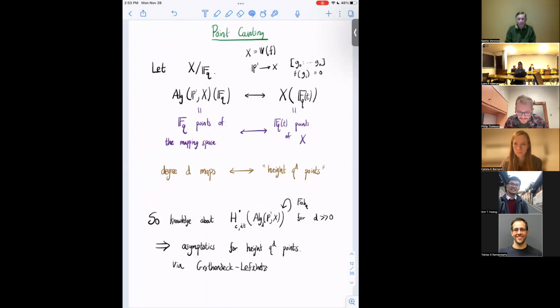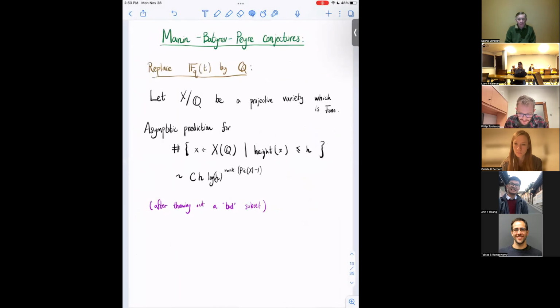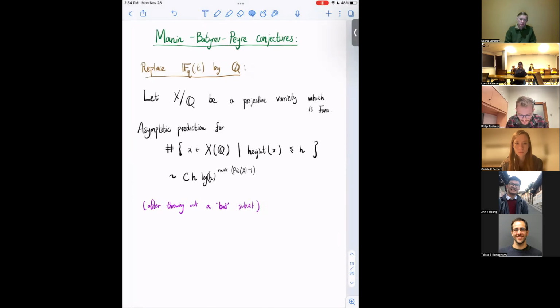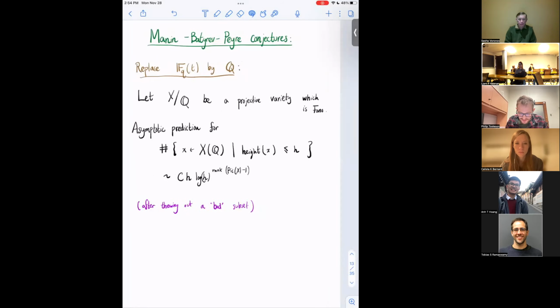If you go one step further, and instead of thinking about F_q(t) points of X you think about rational points of X, there's a series of conjectures called the Manin-Batyrev conjectures, which say something about the asymptotic number of rational points on a variety. These conjectures say that if you have an algebraic variety which satisfies the technical condition of being Fano, which basically means it's a positively curved variety in some sense, then there's a prediction about the asymptotic number of rational points on X of a given height.